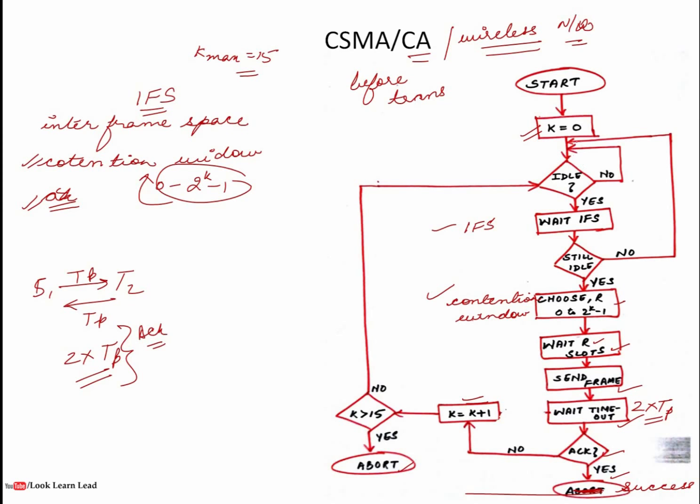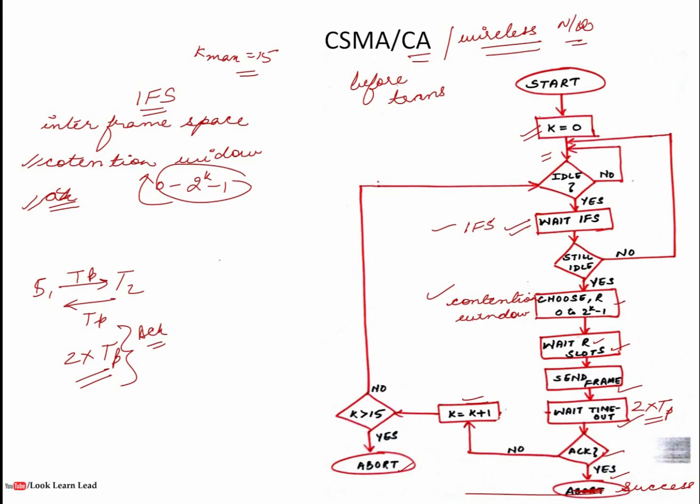Else we go and check for the idle case. This case is for checking the idle state only, whether it is idle or not. Here also we would be sensing if it is idle or not. If it is not idle, we would check it regularly. After waiting for interframe space, if it is still not idle, then it would go to the first step. So this is collision avoidance.